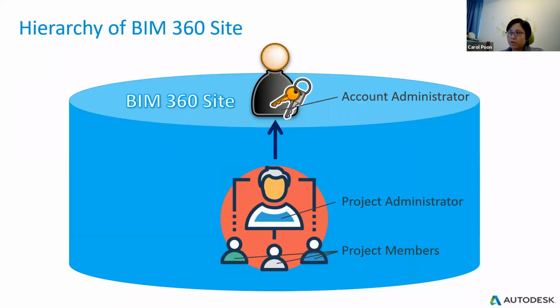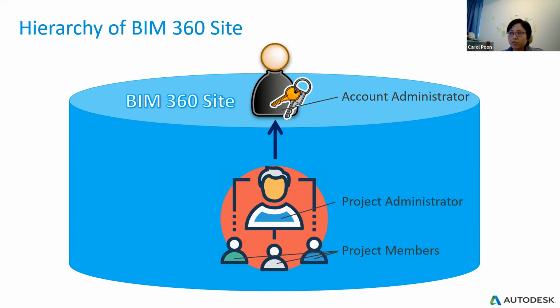The first one is the account administrator or the owner of the BIM 360 site. They have full control of everything in the BIM 360 site to manage the license and permission, and they can create new projects for the site. After they have created the project, they can assign the project administrator, such as a project manager or architect, to manage the entire project.